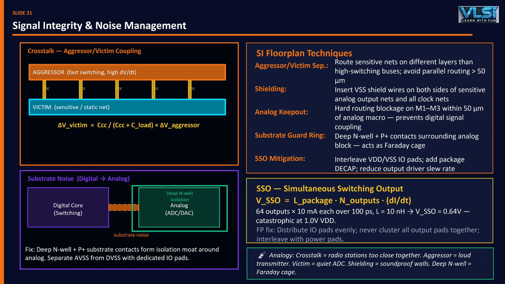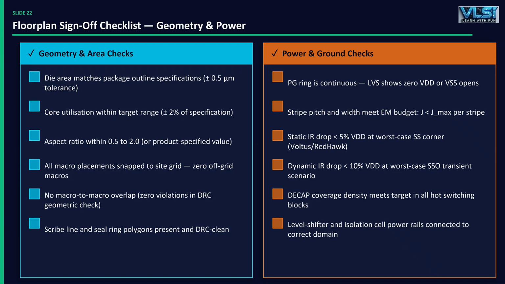Now what happens if noise is too high? Wrong logic value. Timing failure. Unpredictable behavior. Now how do we fix it? Spacing between wires. Shielding using ground wires. Separating sensitive signals like clocks and isolating analog blocks. So signal integrity is not just routing, it is controlling noise at the physical level.